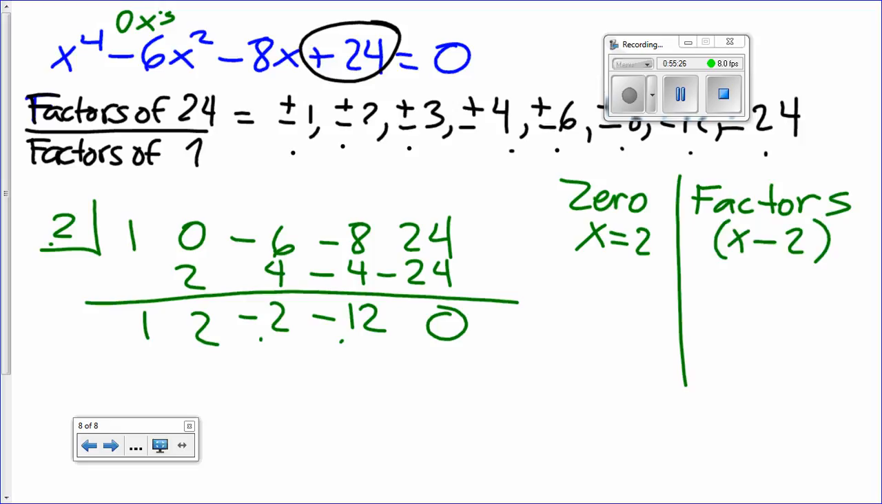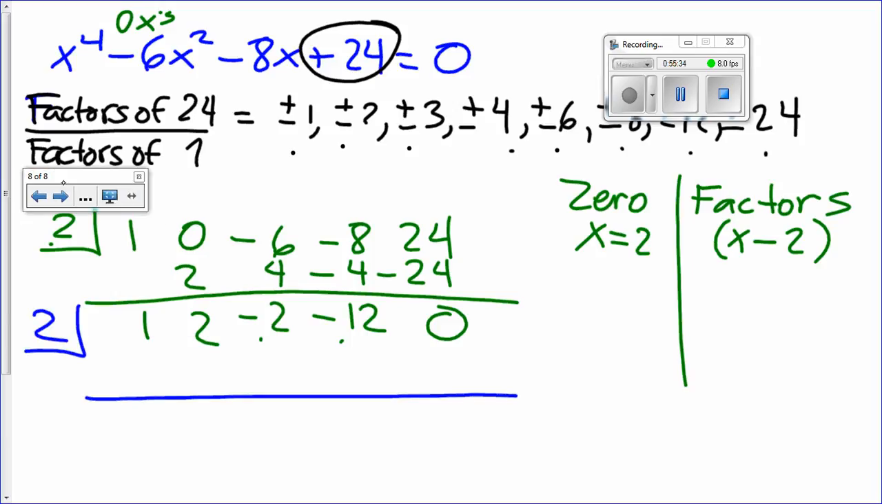X minus 2. Now, we said that it was repeating, right? Let's see if it's true. So I'm going to do synthetic division again. Drop the first term. Multiply. 2 times 1 is 2. 2 plus 2 is 4. 2 times 4 is 8. Negative 2 plus 8 is 6. 2 times 6 is positive 12. Negative 12 plus 12 is 0. So yes, we have it again.